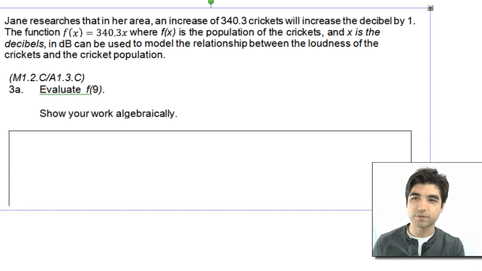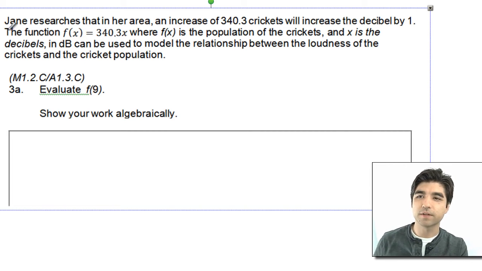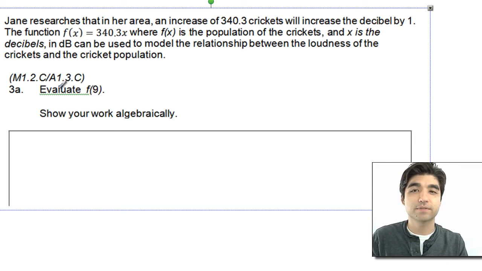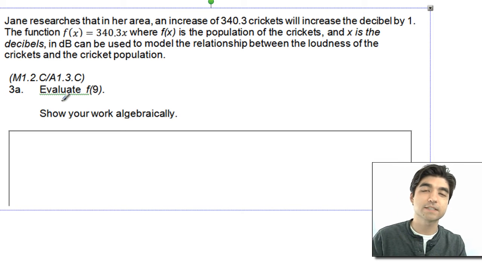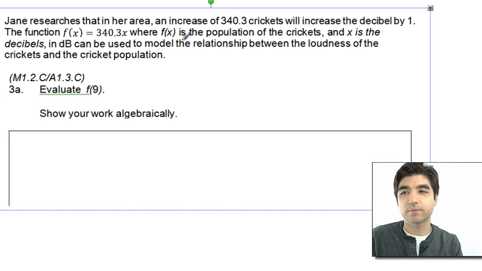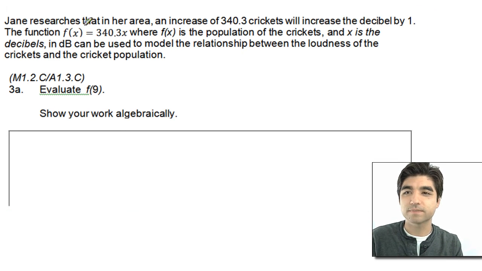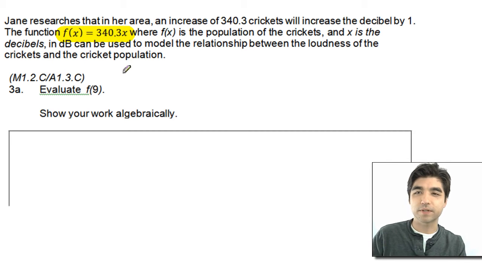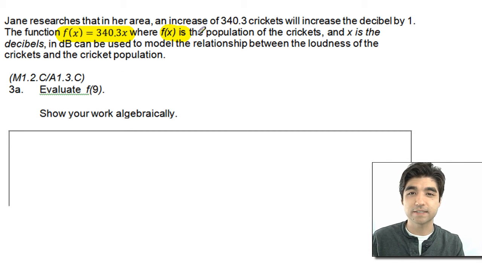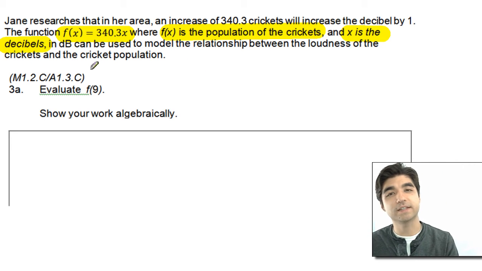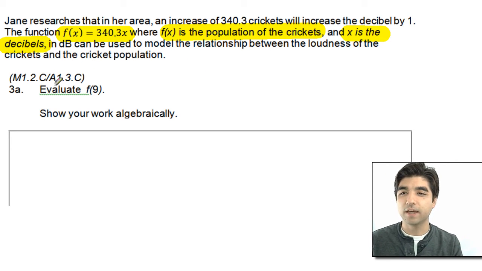Okay, so just 3A. On 3A, it says that Jane researches that in her area, an increase of 340.3 crickets will increase the decibels by 1. The function f of x equals 340.3x, where f of x is the population of the crickets and x is the decibels, can be used to model the relationship between the loudness of the crickets and the cricket population. And it says evaluate f of 9.